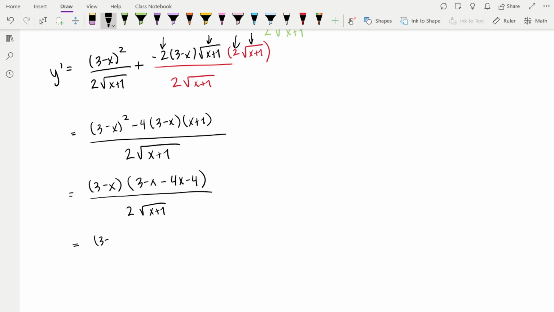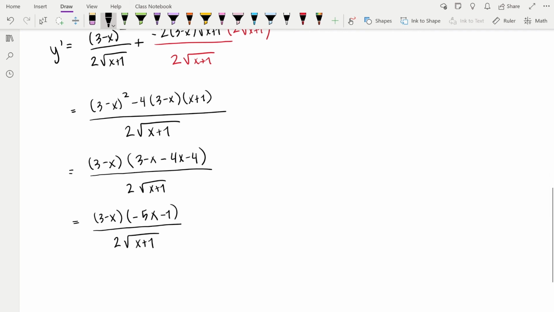Continuing, I have 3 minus x in the numerator. Combining my like terms, I have -5x, and 3 minus 4 is -1, all over 2 root x plus 1. Normally this would really be enough, but if you look at the way that it looks in the book, what you were asked to do, it's supposed to have in the numerator 5x plus 1 with a minus in front. So we're going to factor this minus out of here. So it's -(3 minus x), and these become (5x plus 1), all over 2 root x plus 1.